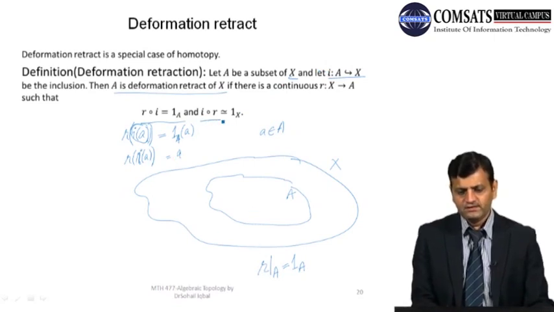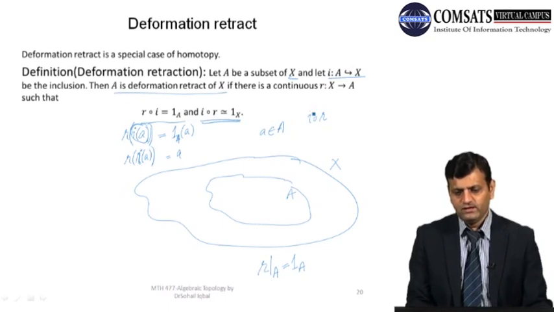Let's see what the second condition means. This second condition says that R composed with I is homotopic to the identity. So what is this map R composed with I? We start from X and reach A, and then we just embed it into X. In other words, when we apply R on some point x of X, we then have I(R(x)).